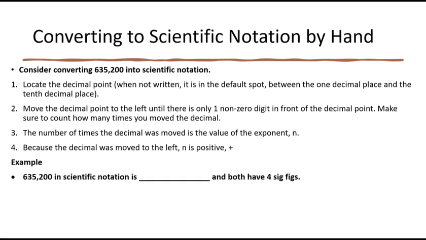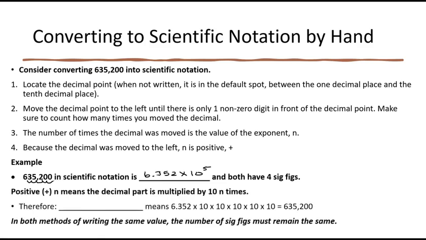For example, let's go ahead and follow the steps. We want to first locate the decimal and then move it to the left. We have moved it over 5 times. We're going to write 6.352 times 10 to the positive 5th. Now, in both notations, the number of sig figs should be the same. We have 4 sig figs in the given value and 4 sig figs in our scientific notation value. They mean the same thing.